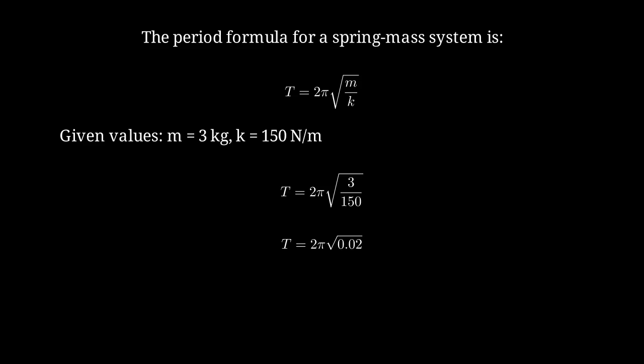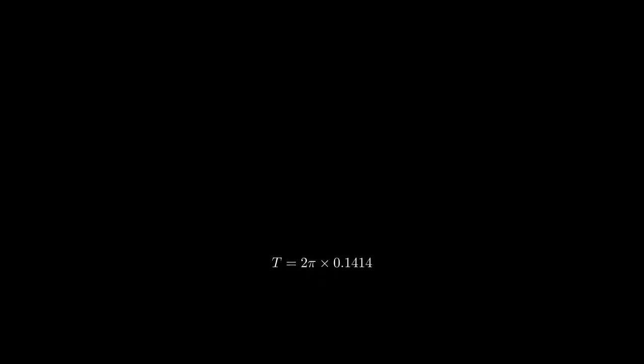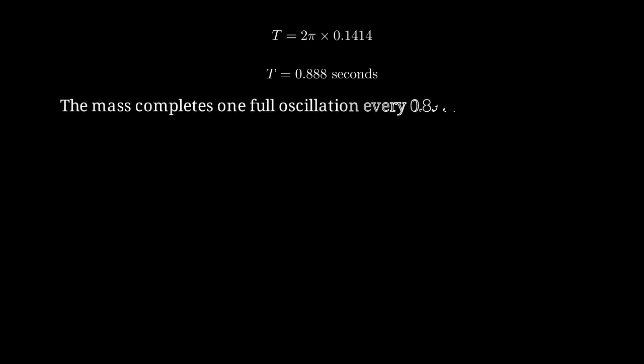This simplifies to 2 pi times the square root of 0.02. The square root of 0.02 is approximately 0.1414. Therefore, the period is 0.888 seconds, or about 0.89 seconds. This means the mass completes one full oscillation cycle every 0.89 seconds.